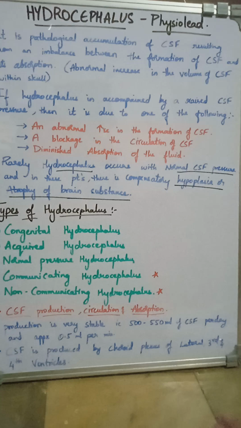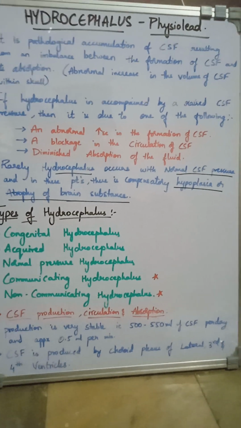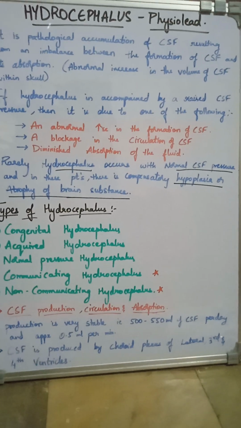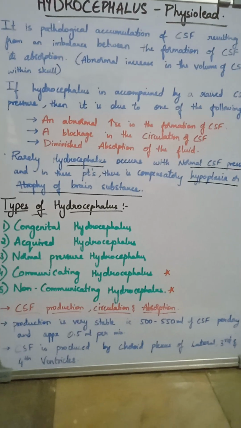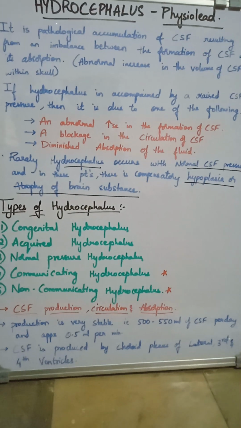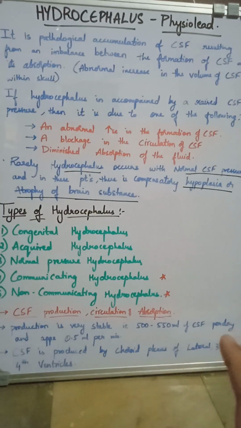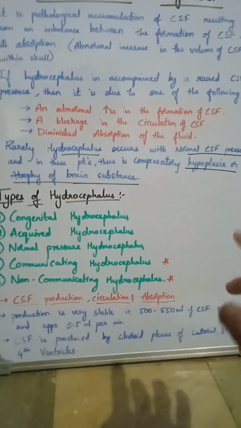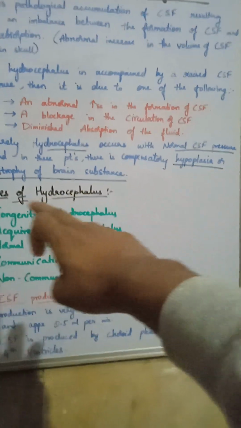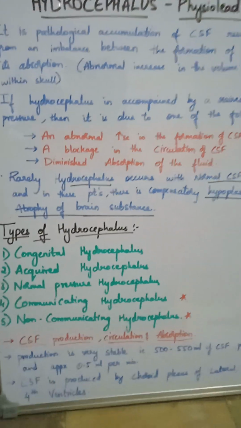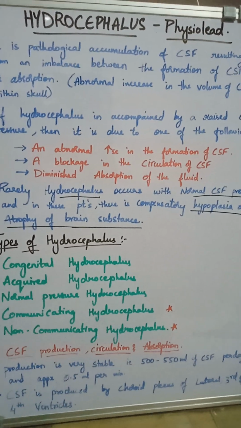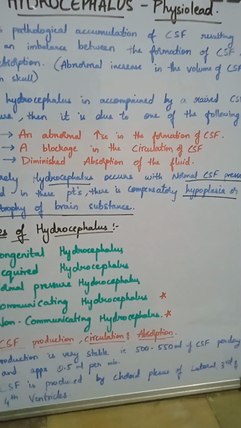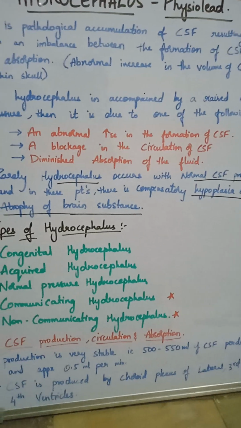Rarely, hydrocephalus also occurs with normal CSF pressure, that is, there will be a normal intracranial pressure during hydrocephalus, which is very rare. In these patients there will be hypoplasia and atrophy of the brain substance. So what will happen when the CSF pressure is normal and the patient is having hydrocephalus? The patient will get compensated, and compensatorily get hypoplasia and atrophy of the substance of the brain.